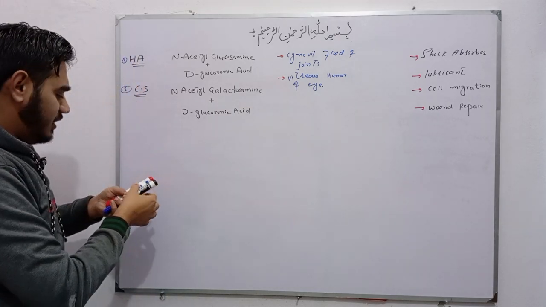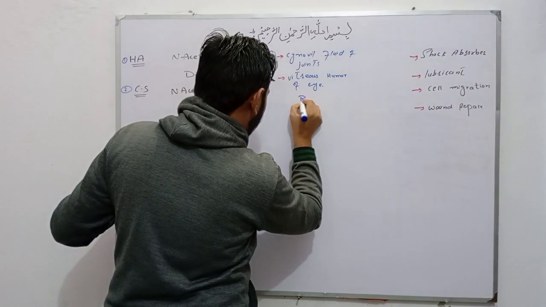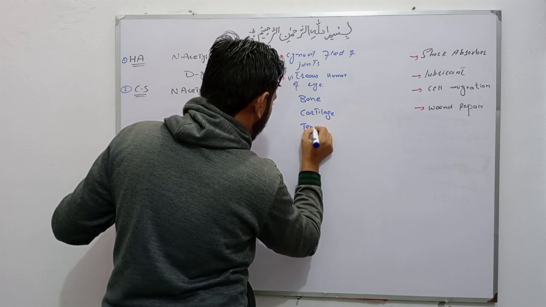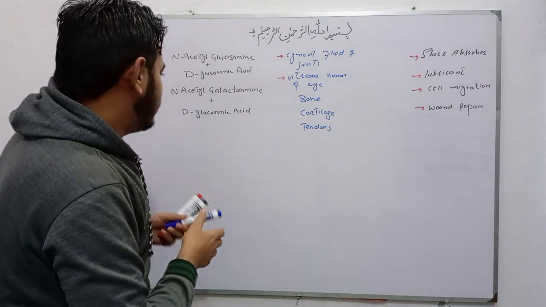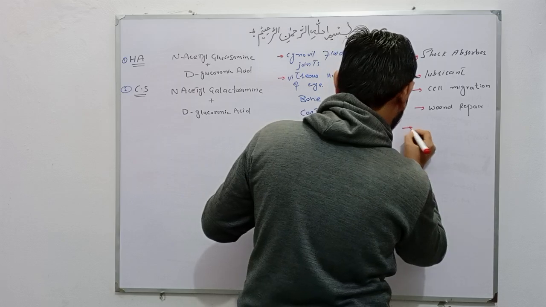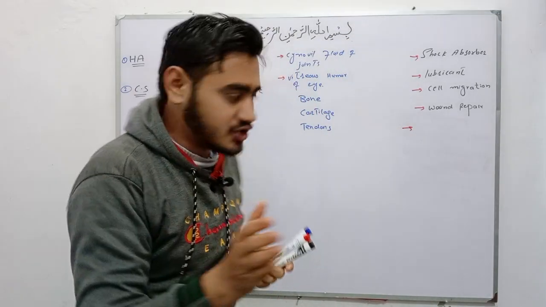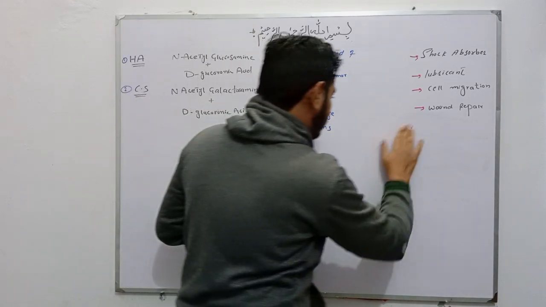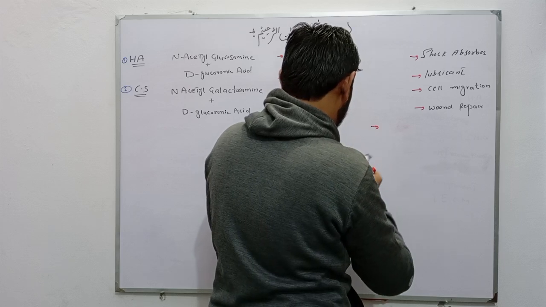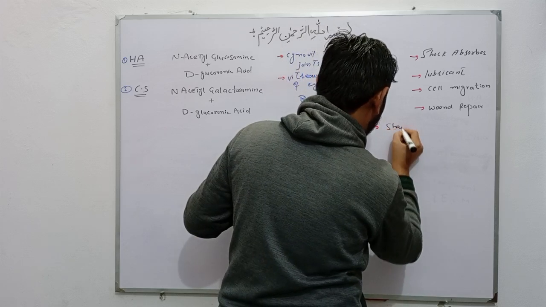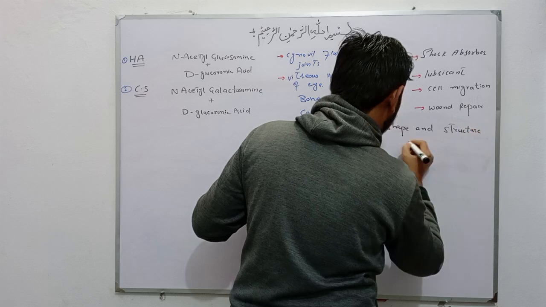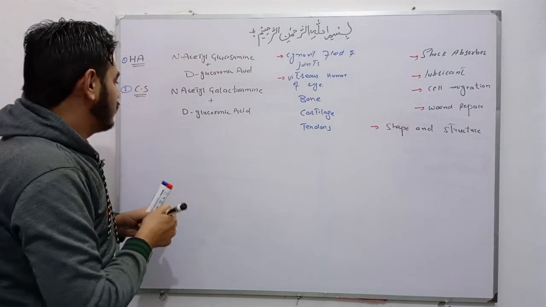This chondroitin sulfate is present in bone, cartilage and tendons. And this chondroitin sulfate is responsible for maintaining the shape and structure of bone, cartilage and tendon.